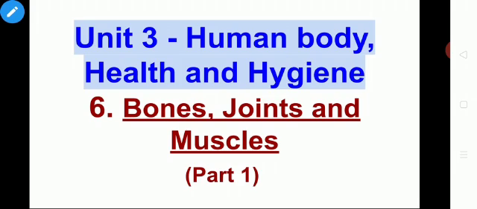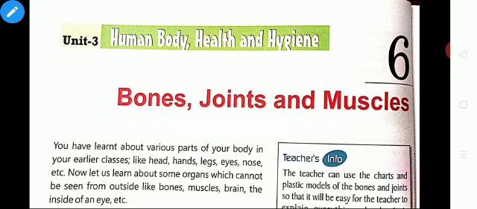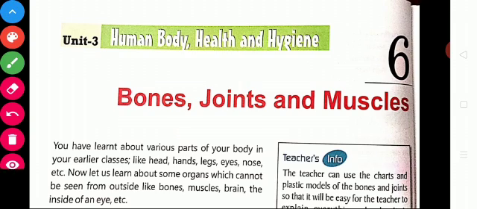Human body, health and hygiene. In that, we are going to see lesson 6. What is lesson 6? Bones, joints and muscles. We are going to see part 1 of this lesson.